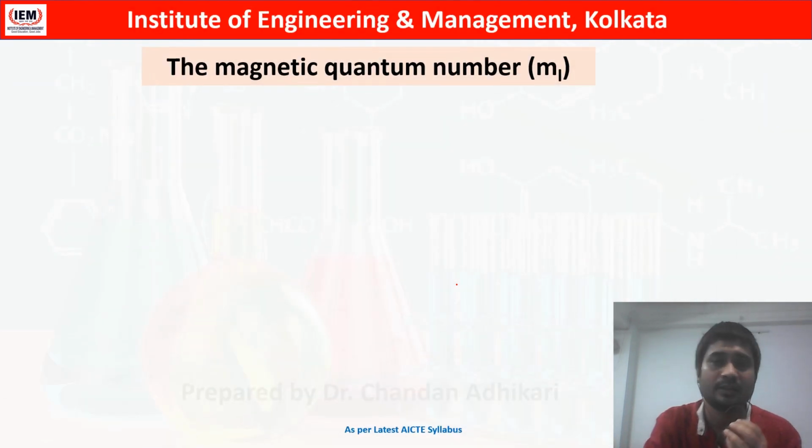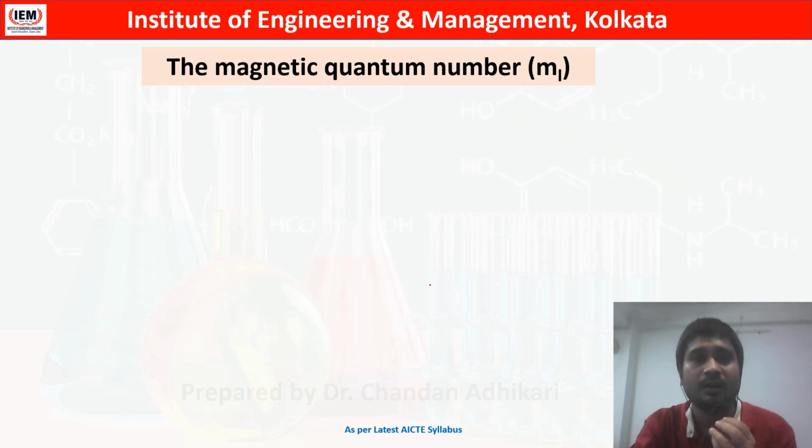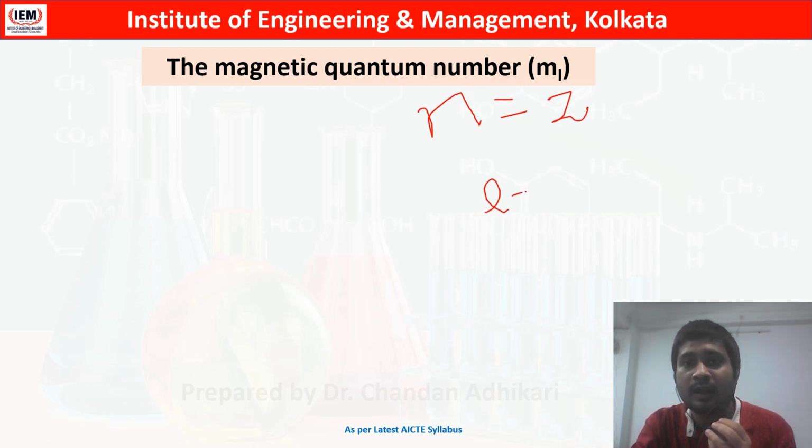We will discuss this again while discussing the shape of orbitals. That time it will be much more clear. And then we have the magnetic quantum number. Now this is very interesting. If we have n equals, let's say, 2, then l will have 0 and 1 values. So what will be the value of the magnetic quantum number?